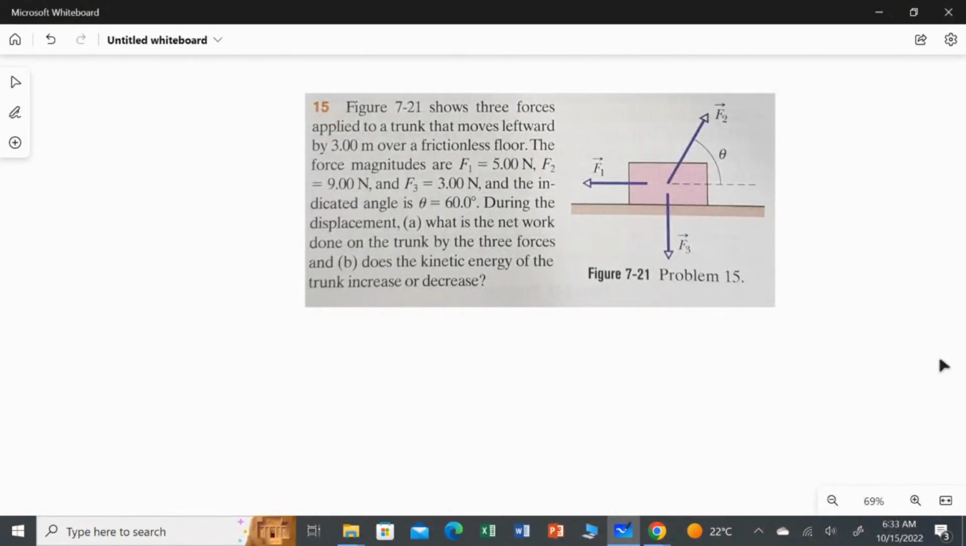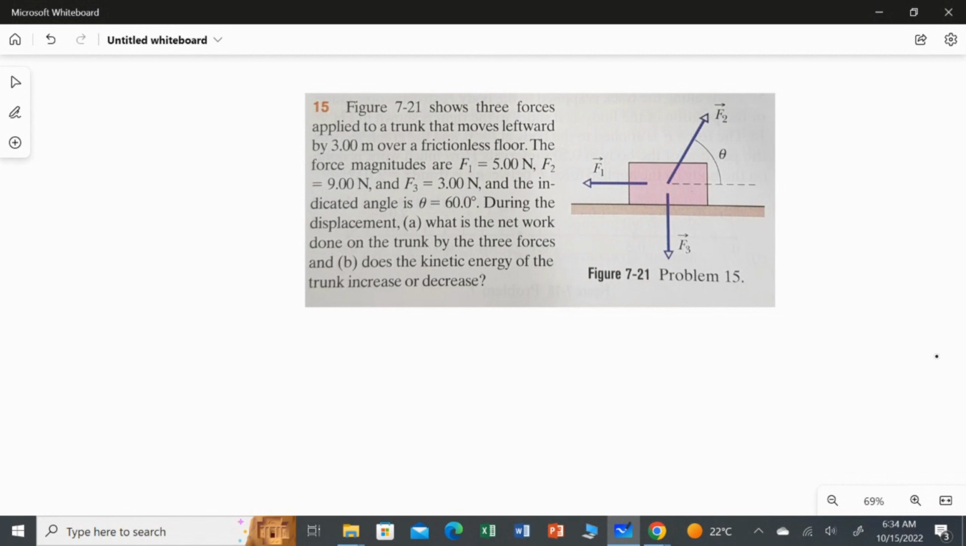Third question. In the third question, a diagram is given, and this diagram indicates three forces acting on a block. We have to find two answers, A part and B part. First of all, we have to read the question very carefully. Figure shows three forces applied to the trunk that moves leftward by 3 meters. That means we have a trunk, shown as a block of material, and three forces are acting on it.